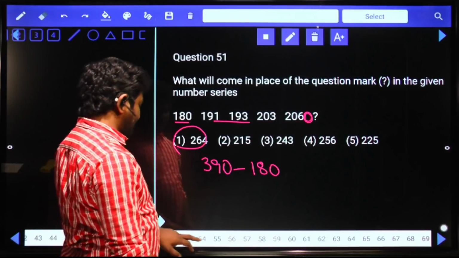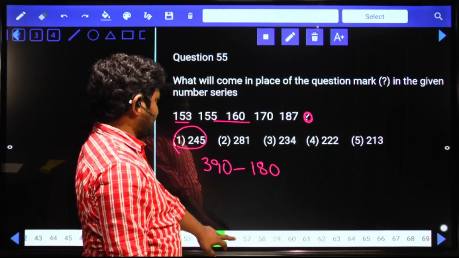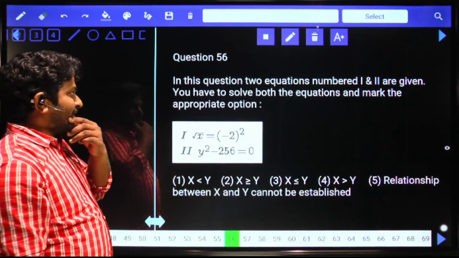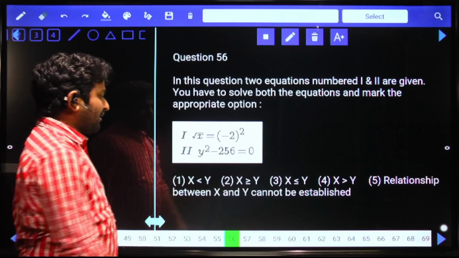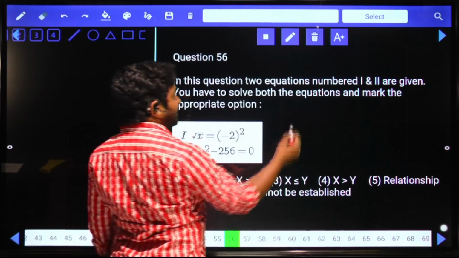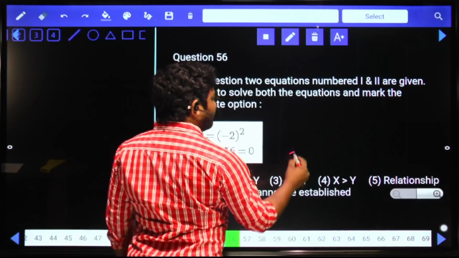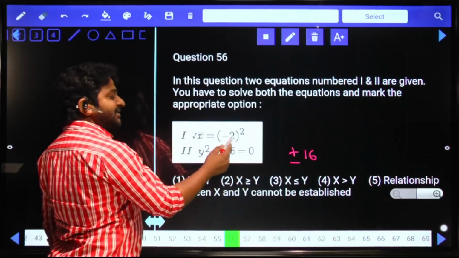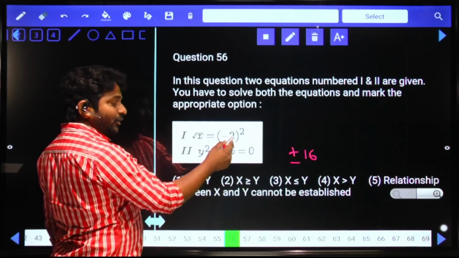Next, these are number series. Right. Q1, Q2s. Quadratic equation. Y square is equal to 256. Then y is equal to plus or minus 16. Root x is equal to 4 under root 2 whole square.